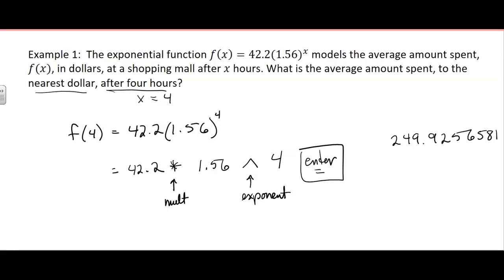249.9256581. That's what my display says on my calculator. Yours could have more numbers, it could have less numbers. A lot of calculators allow you to set how many digits it's going to show. But I have to round it off to the nearest dollar. So I look behind the nearest dollar. The nearest dollar is going to be right there, the ones column. And it looks like it rounds up. So it's going to go from 249 to 250. So I'm planning on spending approximately, if I'm there for 4 hours, about $250.